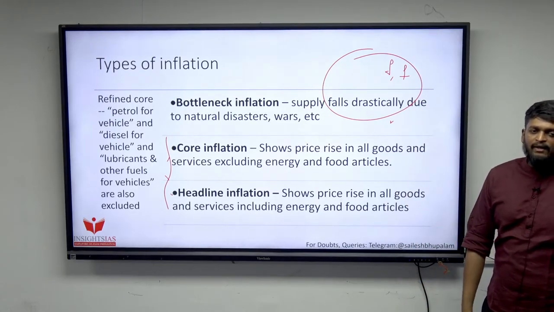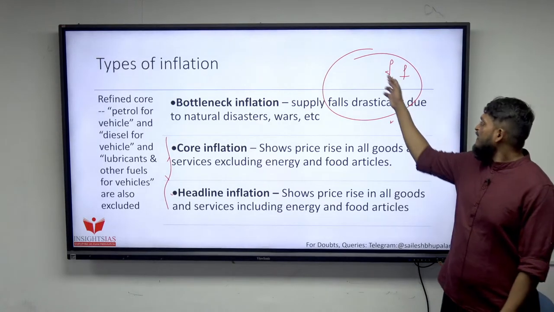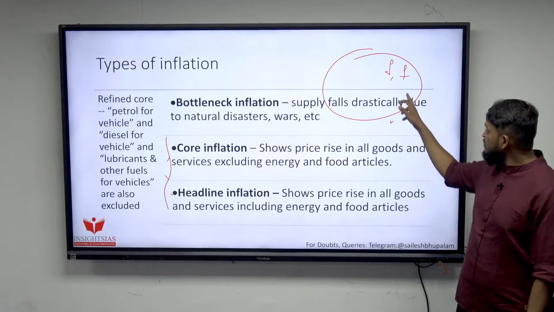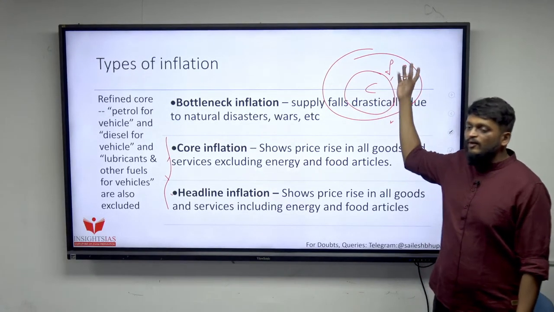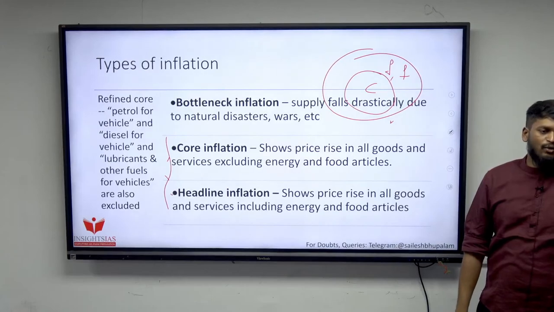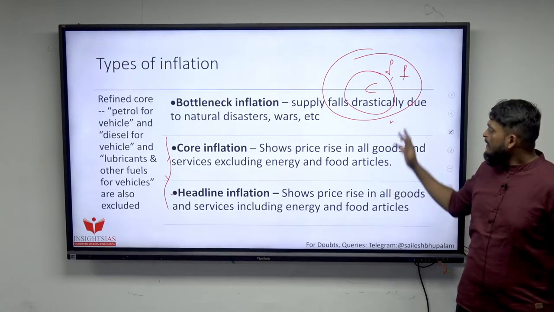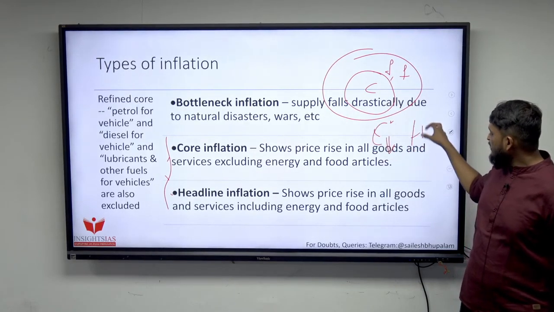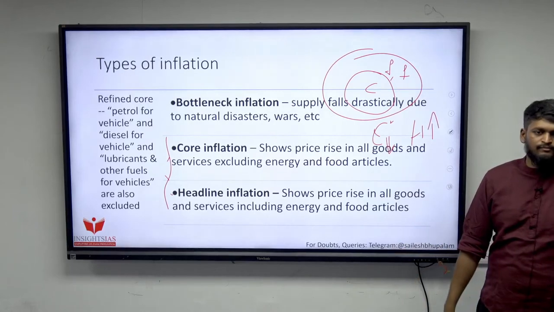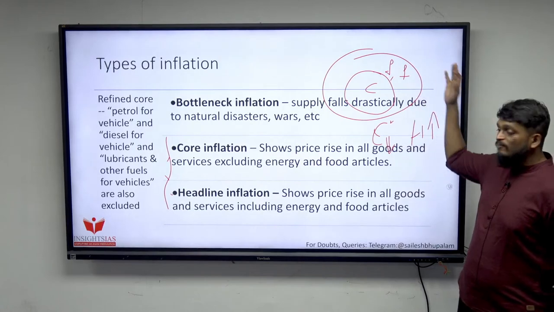But how do we identify whether we are controlling what we can control at least? So we have created core inflation, which is different from headline. Core inflation means other than food and fuel, whatever is present. When we look at the core and headline difference, imagine core inflation is right now low and headline inflation is high. What does it tell us? Where is inflation coming from? It is coming from food and fuel.